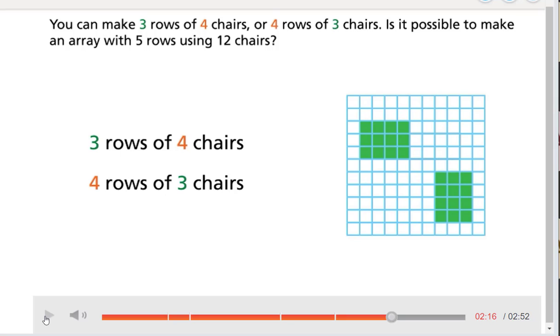Yes. Or we can say it simply that you cannot make 5 rows, because if you try to make 5 rows, you will need more items, or you will lose some items. You will not be able to divide the 12 into 5 rows. Yes, thank you, my hero. We cannot divide. Excellent.